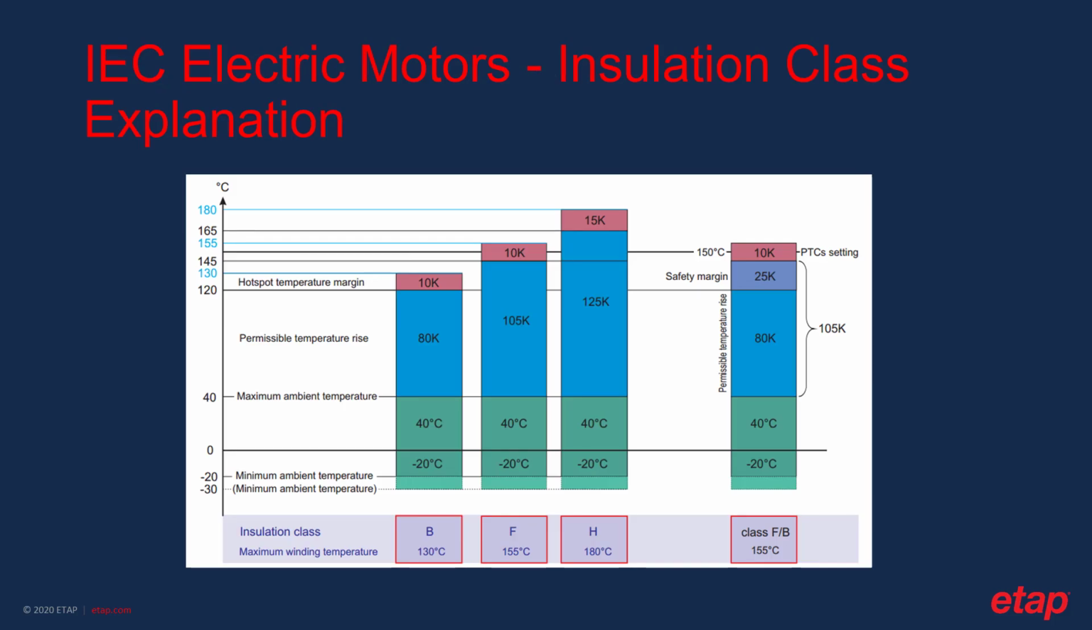The IEEE standard has similar insulation class, but they define 10 degrees margin on top of what we have in NEMA. They don't have class A, instead they have class FB, which is combination of class F and class B.